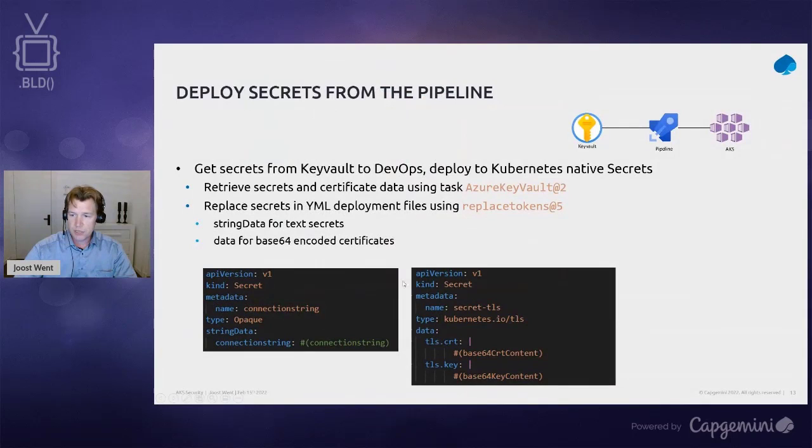The same option is there for certificates, and the good thing for certificates is that the output of the Azure Key Vault task and the input for your secret inside Kubernetes is both base64 encoded text. So base64 encoded text comes out of the task, and that's the same content that you can inject straight into your certificate and key data.